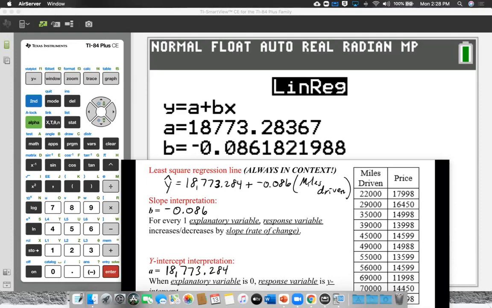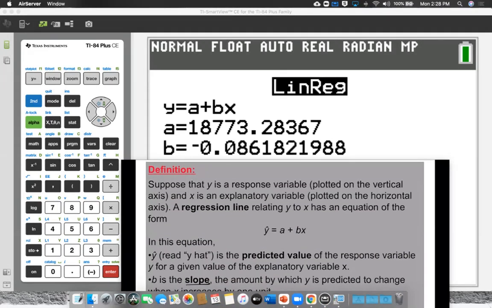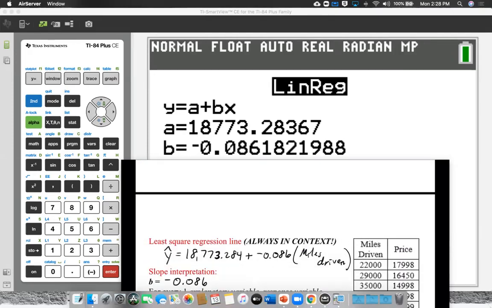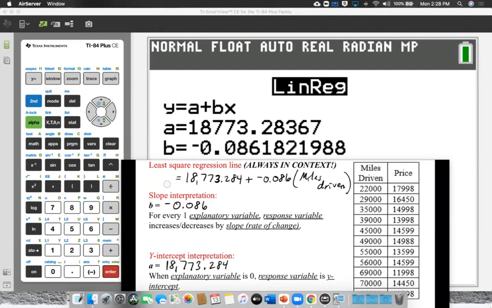Yes, good. It's not price, it's estimated or predicted price, right? Because we saw this earlier. Y hat represents the predicted value of Y. So we're not going to say price, we're going to say predicted price or estimated price. That's in context. Okay, so that's what they want in context. Okay, so in context means use what they're giving you. Don't use X and Y. What is X? I don't know. Well, it's miles driven. Okay, it's in context.